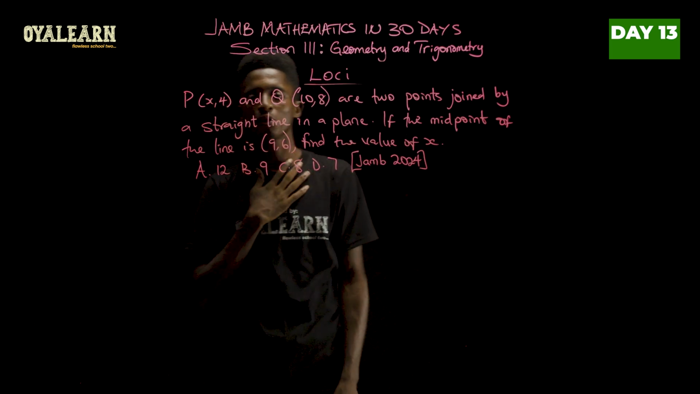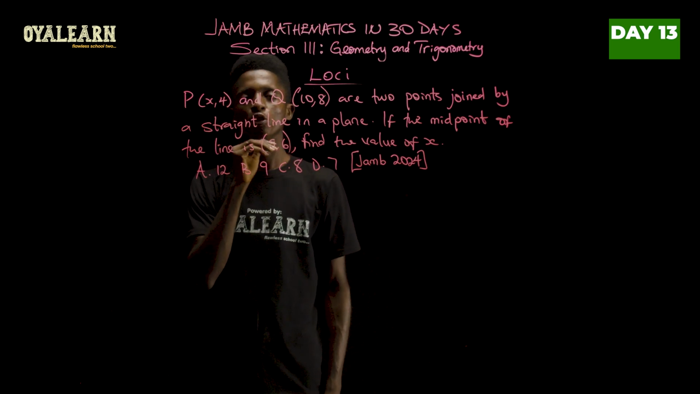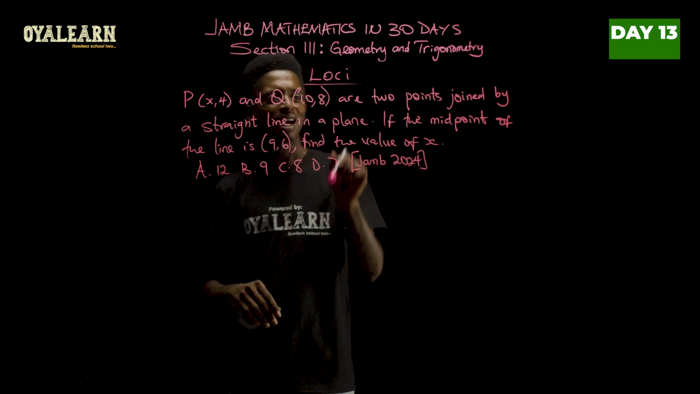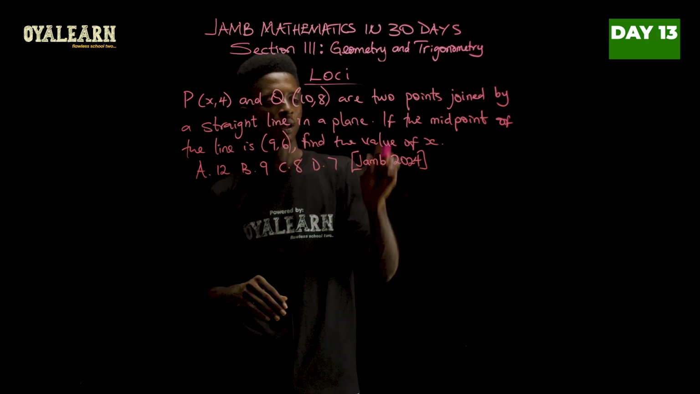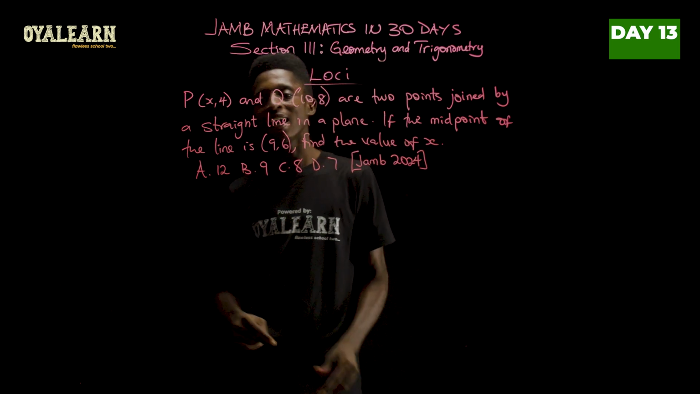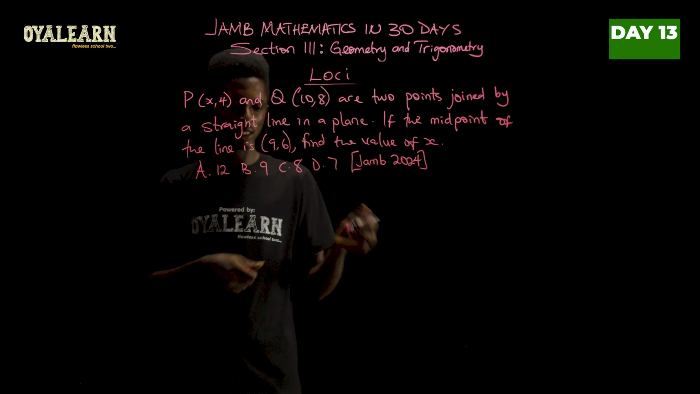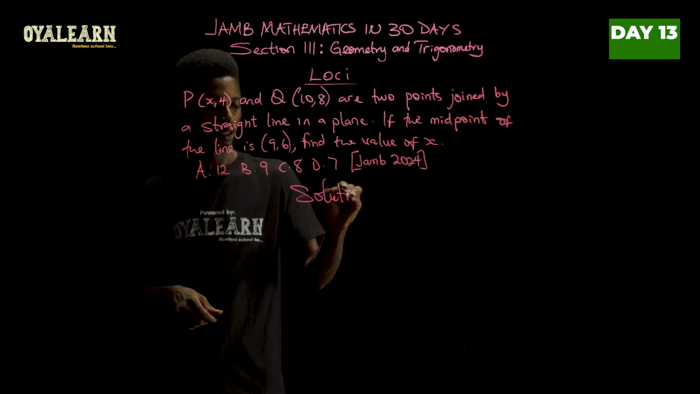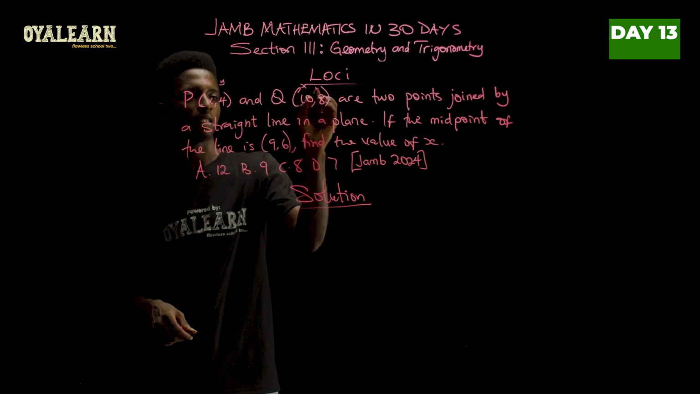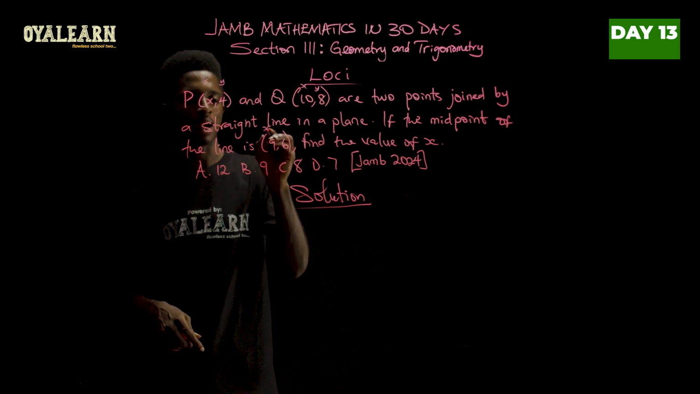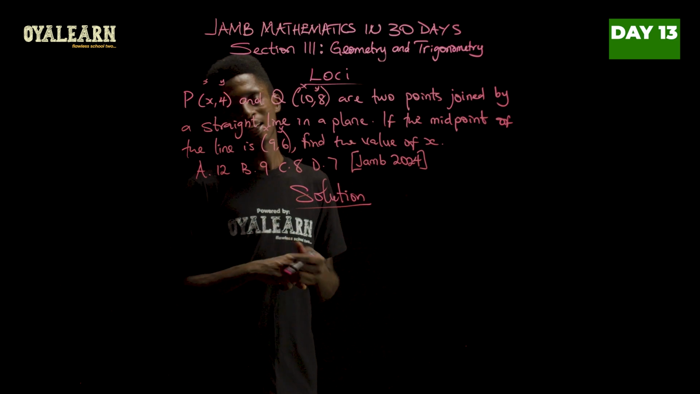This question from Jamb 2024 says, P, marked by the coordinate x, 4, and Q, which has the coordinate 10, 8, are 2 points joined by a straight line in a plane. If the midpoint of the line is 9, 6, find the value of x. Now, to solve this, let's note that in each coordinate we have the x coordinate and the y coordinate, and in the midpoint here we have x and y too. What we have missing is the value of x in the first coordinate.